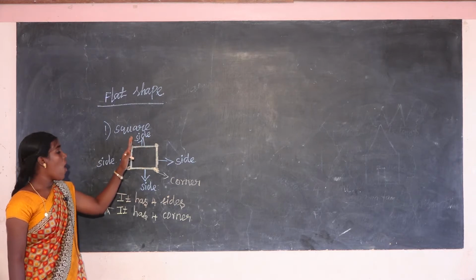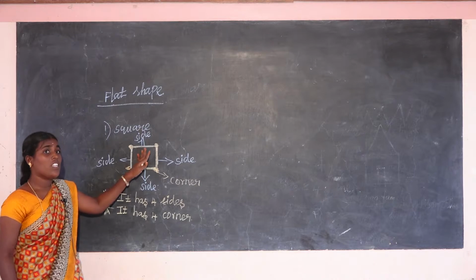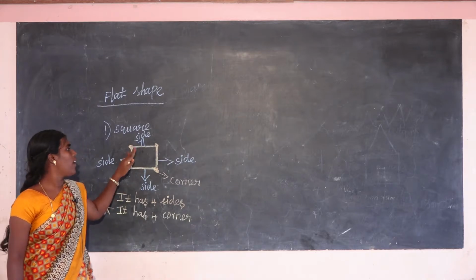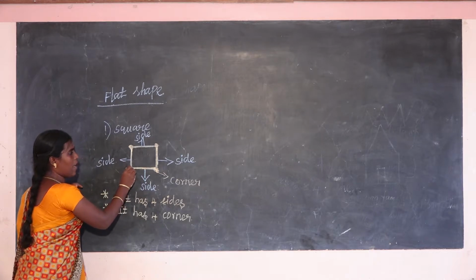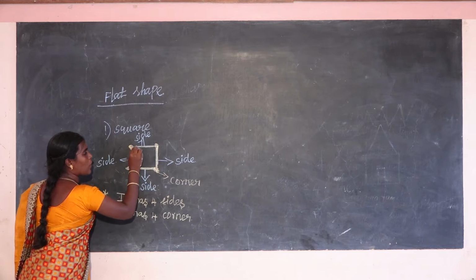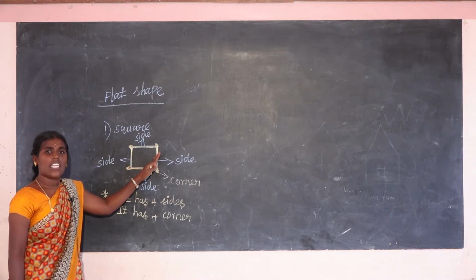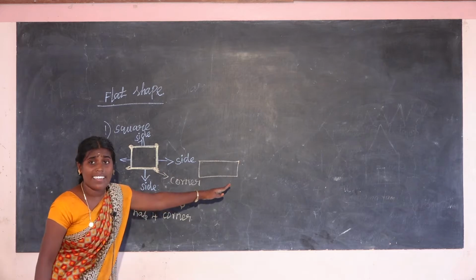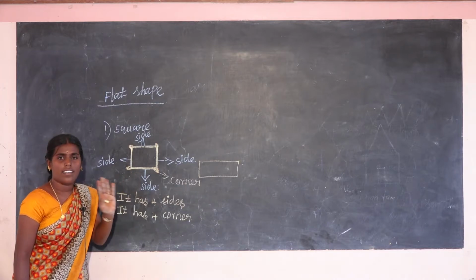Next, a square has all sides equal. That is very, very important. In a square, all sides are equal. How many sides are equal in the square? 4 sides. You see, same length. Here also same length, and up and down also the same length. So that is called a square. Otherwise, if you draw different sizes, that is called a rectangle. So when the 4 sides are equal, that is called a square.